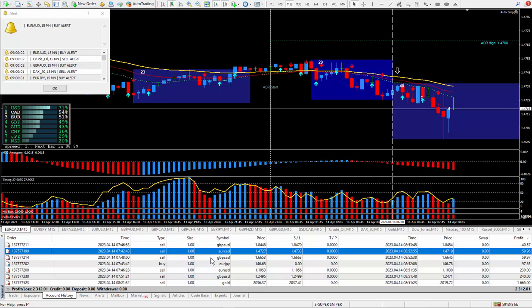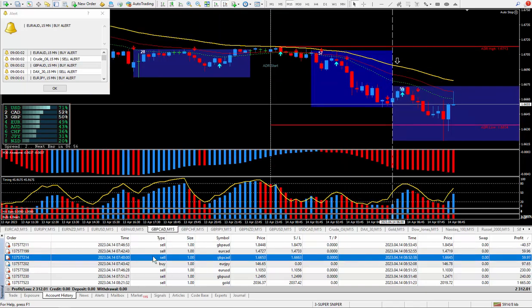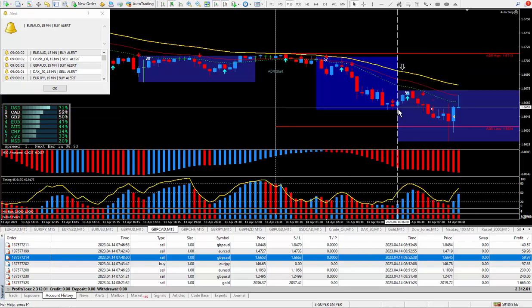Okay, let's move on to the next trade, which is the pound CAD. Wanted to be selling this one. There's the arrow from the daily trade plan.